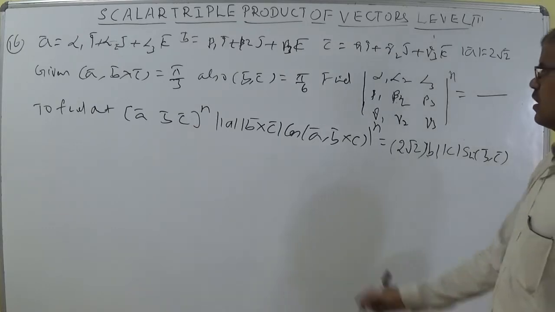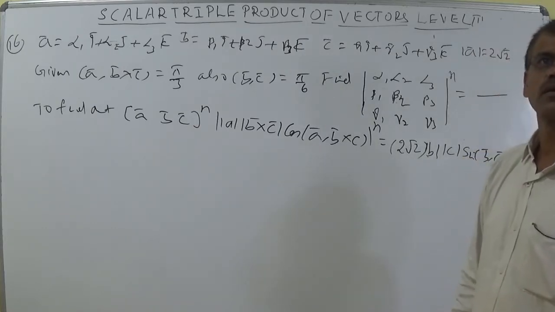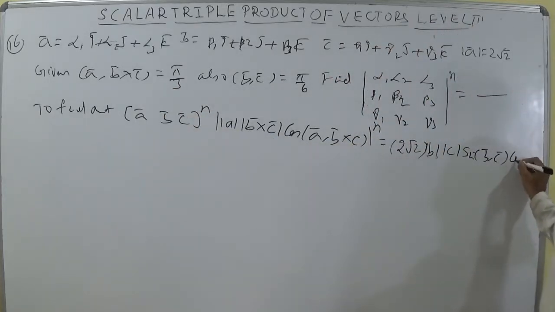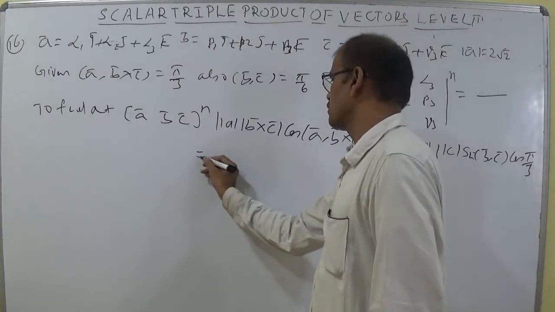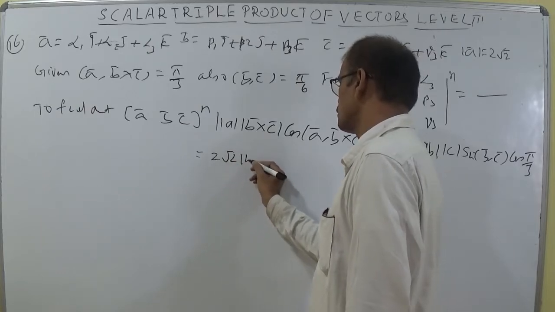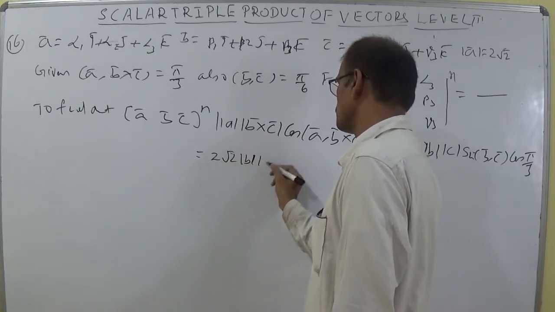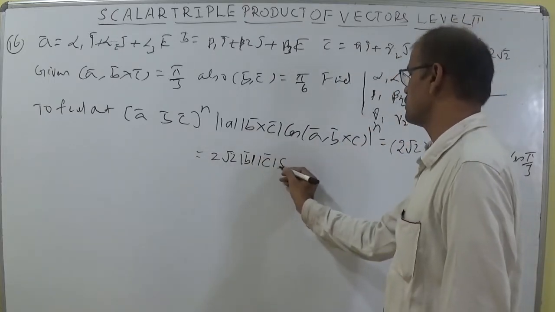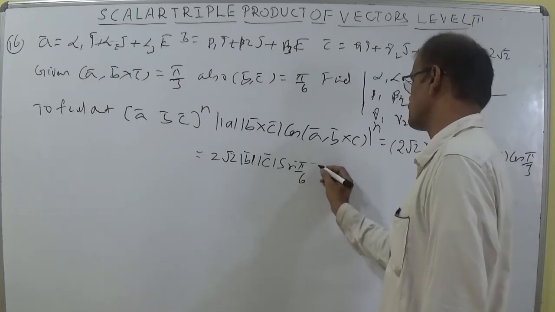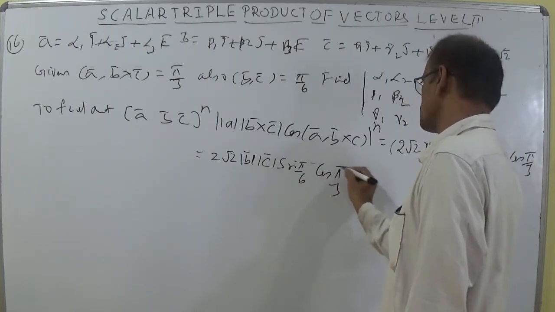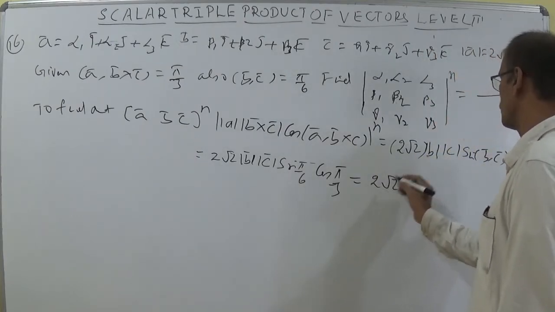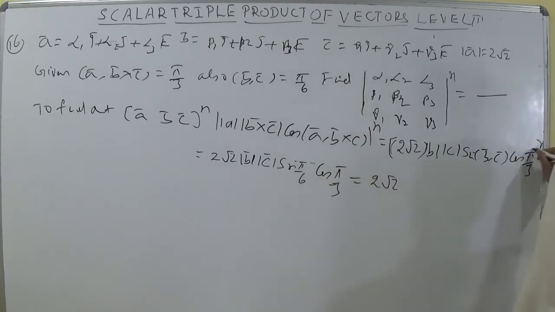The angle between A bar and B cross C is given as pi by 3. So that is equal to 2 root 2 into mod B into mod C into sin BC, where sin BC here means sin pi by 6, into cos pi by 3, that is equal to 2 root 2, whole power n, whatever the question asked, we should write.